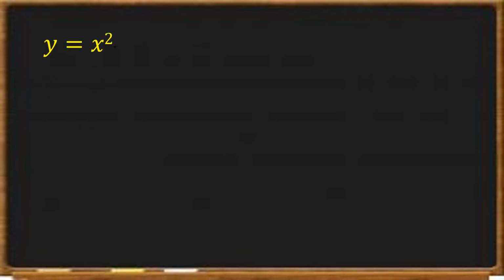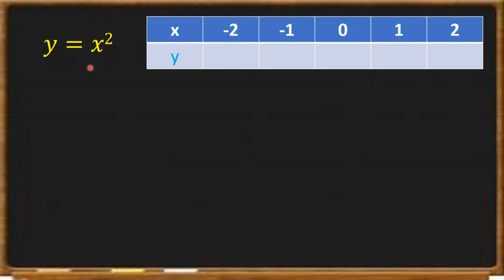Okay, so for example, we have y is equal to x squared. So this is a quadratic function wherein b is equal to 0 and c is equal to 0. So if you're going to graph this, you form a table of values and we assign values for x because x is our independent variable. So here I assign -2, -1, 0, 1, 2. These values will be substituted to your x here in y is equal to x squared.